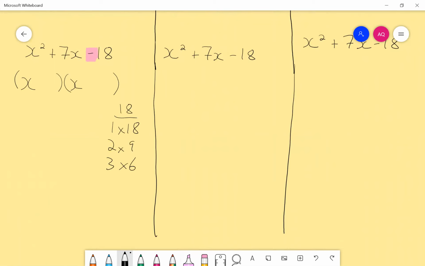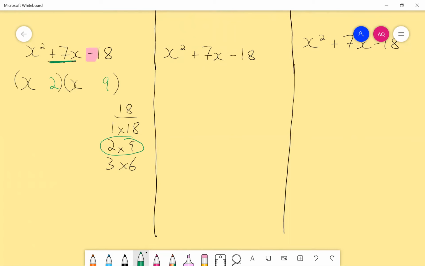So we have to look at our factors. Because it's a negative 18, we need to choose two factors which differ by 7. So this is a little bit different. Because it's a negative 18, we need two factors which have a difference of the 7x. So it's not going to be 3 and 6 this time. 2 and 9 will have a difference of 7x. Now, we can put in 2 and 9, then it doesn't matter which one we put in each bracket. We do have to be careful of our sign.